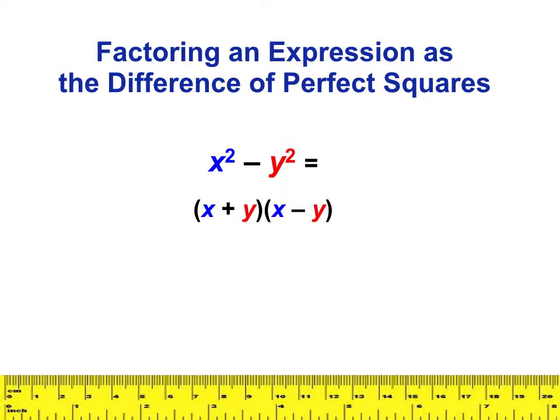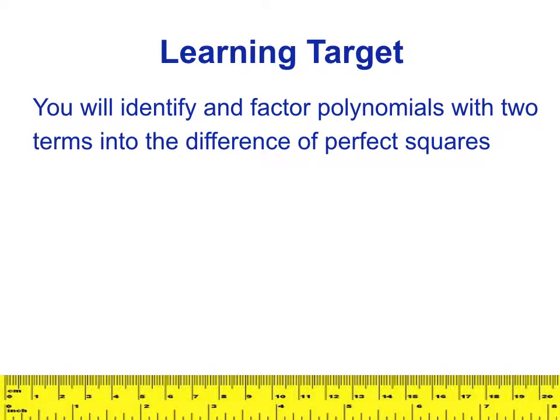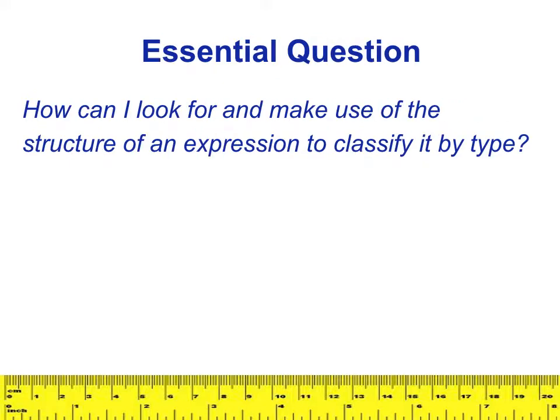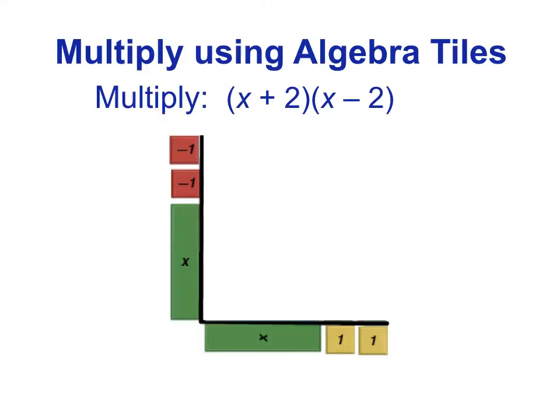Factoring an expression as the difference of perfect squares. Your learning target: you will identify and factor polynomials with two terms into the difference of perfect squares. The essential question is, how can I look for and make use of the structure of an expression to classify it by type? We'll start with a multiplication problem.